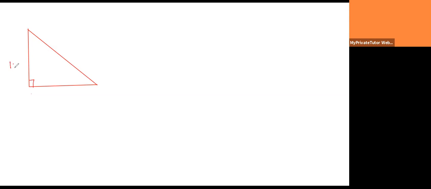This is 12. This is 16. Okay. Yeah, 16 centimeters. This is 12 centimeters. What is the length of the longest side? Who wants to try this?